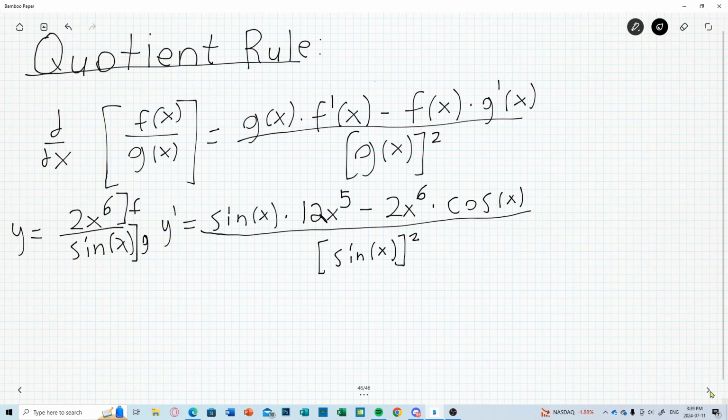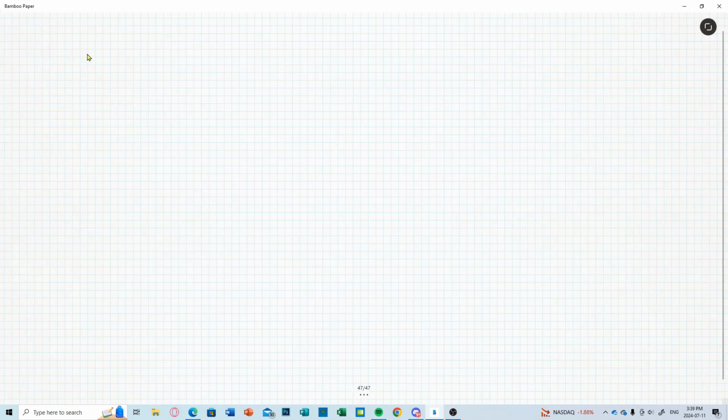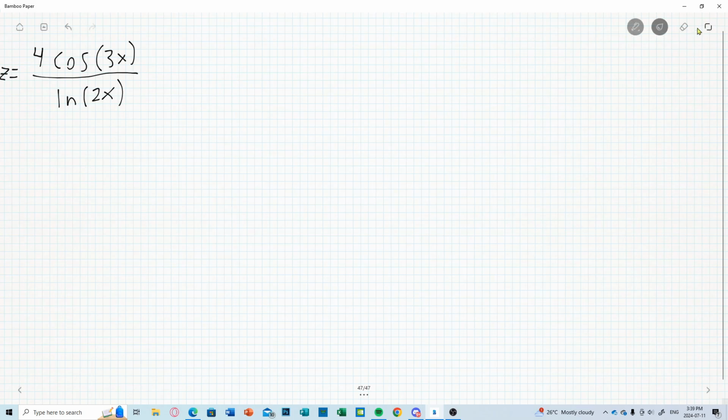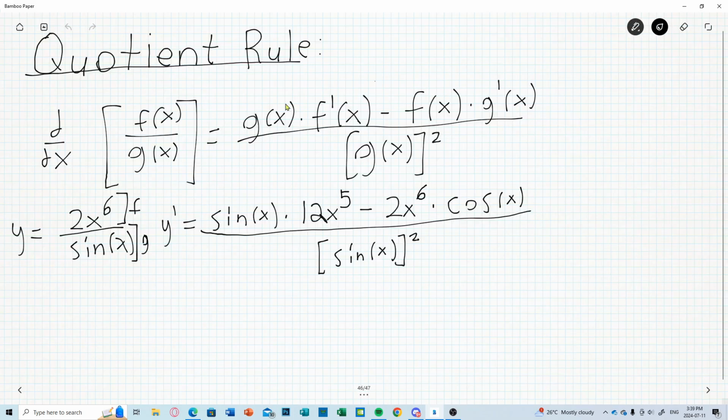So another example of this is we're going to have 4 cos of 3x divided by ln of 2x. Make it a little tricky. So to start, we're going to look back at our rule, and we have the regular g of x multiplied by f prime of x.